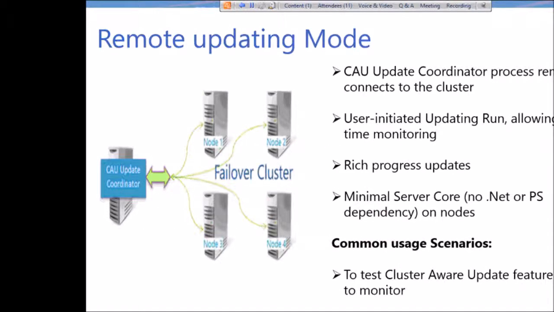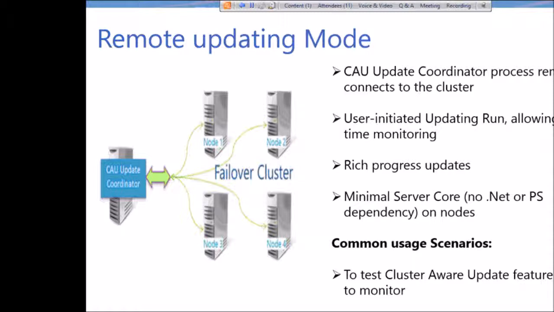Remote updating mode is the second method of updating using CAU. In remote updating mode, the update coordinator is a machine which is not part of the cluster. It could be another member server with the cluster-aware update tools installed on it, and it acts as the coordinator. In remote mode, the administrator always has to initiate the updates. Again, you don't need to do the whole update process, but you at least need to initiate it. It's not going to be automatic. The automatic one is the self-updating mode.